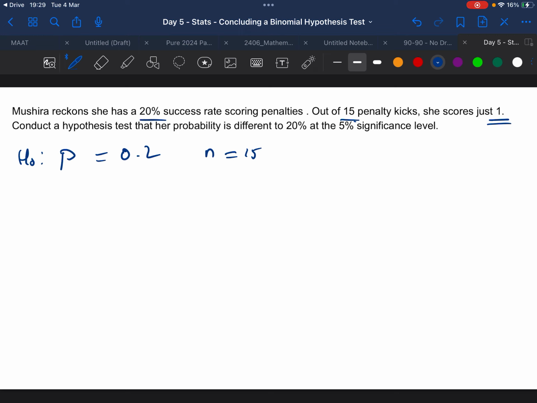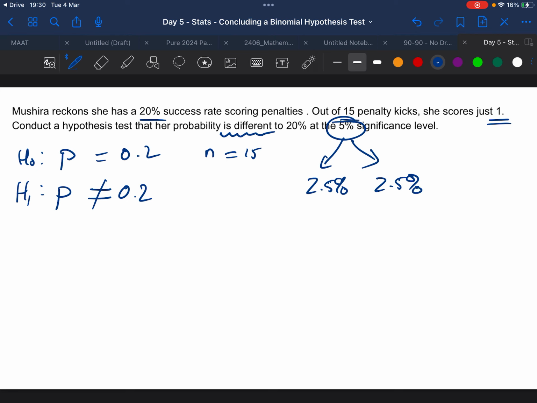Conduct a hypothesis test that her probability is different. Okay, this is an important phrase. So it means that this one here is going to look like this. Now, I know it feels like it should be less because it's just 1, but the key phrase is different. So this is called a two-tailed test. When you have a two-tailed test, any significance level in the question, you're going to divide it by 2, because the idea is you're sharing it out, a lower tail and upper tail. Dividing it by 2 when you've got this symbol here.